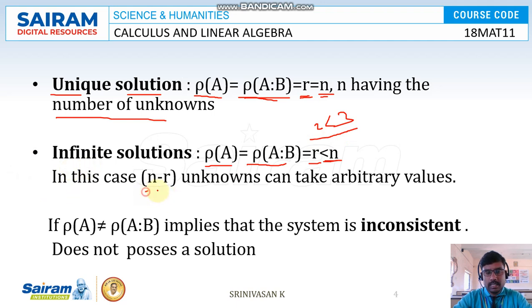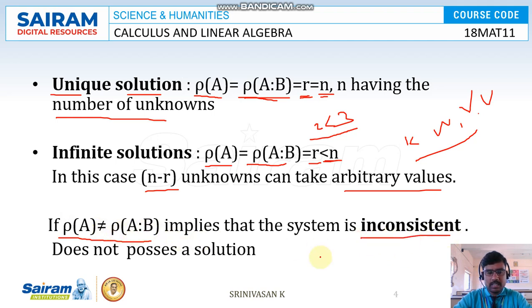In this case, n minus r unknowns can take arbitrary values. What are arbitrary values? For example, we can take k, w, v or u, an arbitrary constant. After substituting the constant, we get the solution. This is one case. One more case: if rank of A is not equal to rank of AB, we get inconsistent. There is no solution. We can't proceed further; the system does not possess a solution.